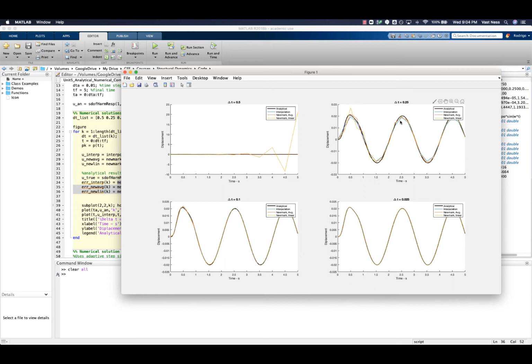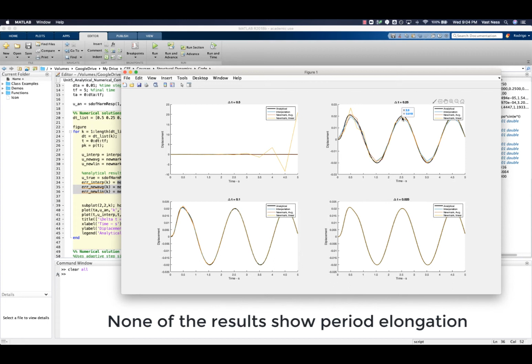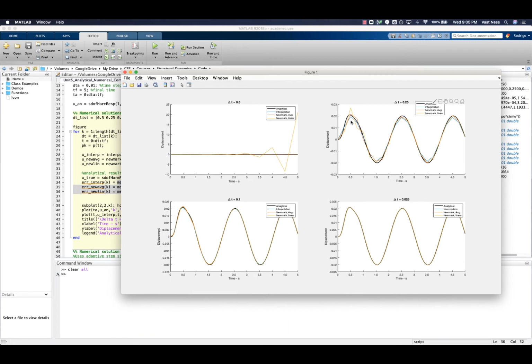We do see a tiny bit of decay. In other words, our solutions are slightly below the analytical solution, particularly the interpolation solution. Also in the transient period, we see a lot more error, and this is pretty common for these numerical solutions.